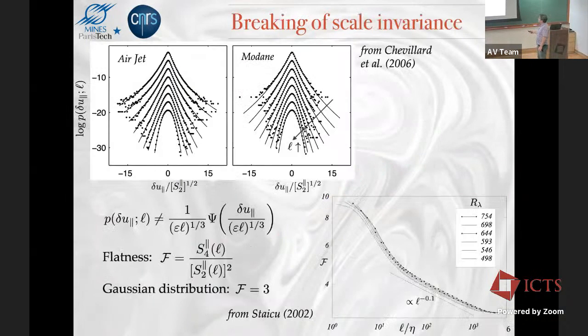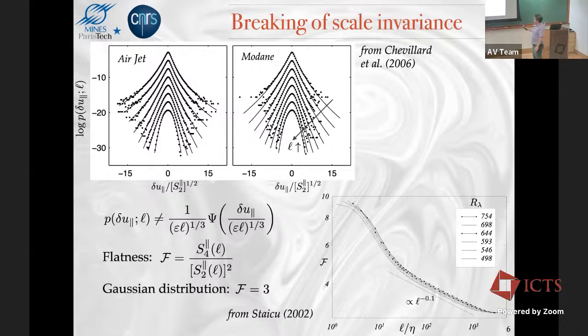So maybe first, there are some other results which are confirming the fact that it's not self-similar. Here, what I'm showing are the marginals of the longitudinal increments, so the PDF of the longitudinal increment, for different values of the length at which you measure this increment. They were a bit shifted so that you can see that the shapes are different.